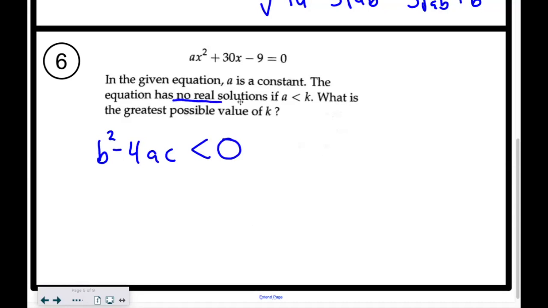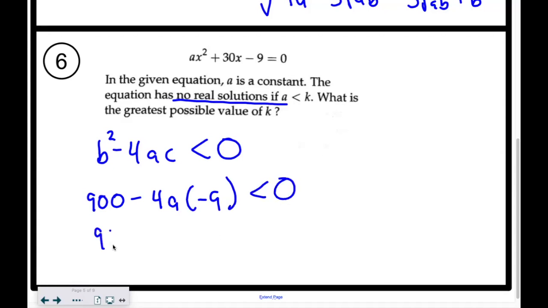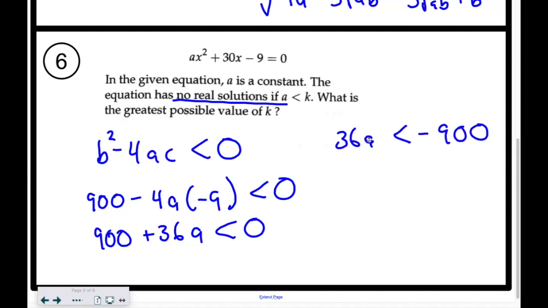So here we want no real solutions, so we are simply going to set our discriminant less than 0. Now, b in this case is 30, so 30 squared is 900, minus 4a, where a is a and c is -9, and we want that to be less than 0. Then I get 900 plus 36a is less than 0, so 36a is less than -900. Finally, divide by 36, and I get a is less than -25.